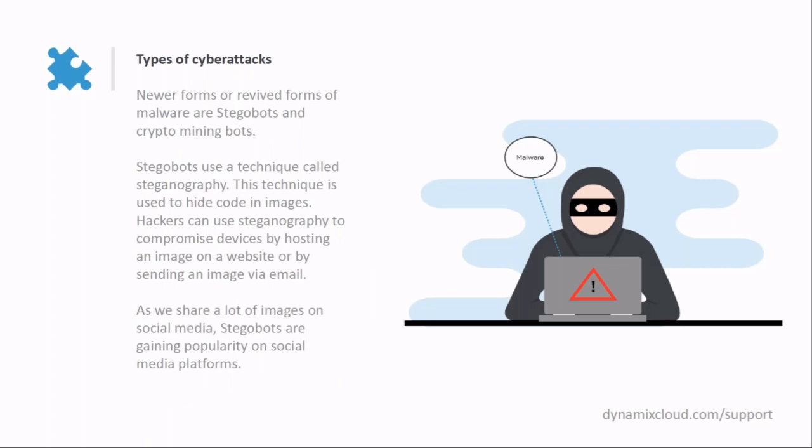Newer revived forms of malware are stegbots and crypto mining bots. Stegbots use a technique called steganography. This technique is used to hide code in images. Hackers can use steganography to compromise devices by hosting an image on a website or by sending an image via email. As we share a lot of images on social media, stegbots are gaining popularity on social media platforms.